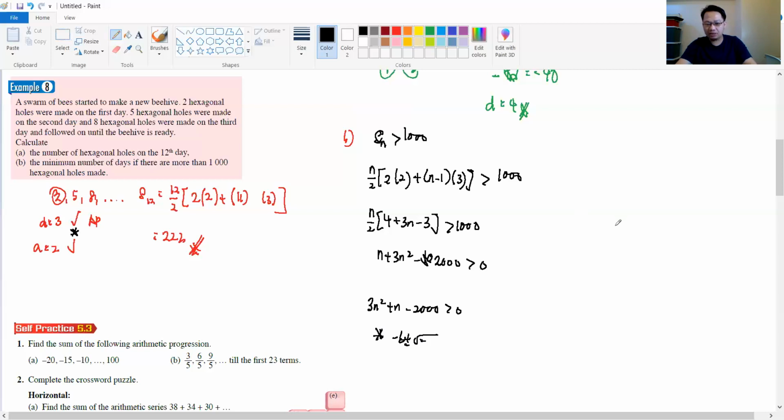So we are supposed to get two kinds of roots when we use the calculator. A is 3, B is 1, C is negative 2000. So we are supposed to get two values. The smaller value is negative 25.9871 and the bigger value is positive 25.6538.